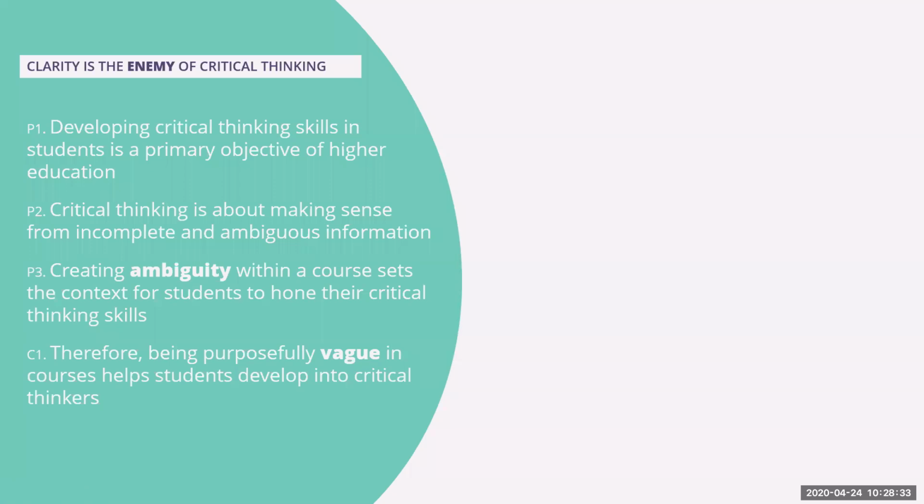Developing critical thinking skills in students is a primary objective of higher education. It's a good premise. Critical thinking is about making sense from incomplete and ambiguous information. I think we can agree with that. Now, creating ambiguity within a course sets the context for students to hone their critical thinking skills. And therefore, being purposely vague in courses helps students develop into critical thinkers. So that's how the argument goes. Let's see what research is saying about this, Jillian.